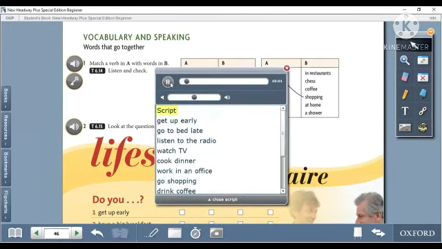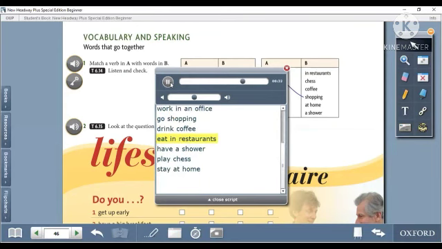Tape script 6.14. Words that go together. Get up early. Go to bed late. Listen to the radio. Watch TV. Cook dinner. Work in an office. Go shopping. Drink coffee. Eat in restaurants. Have a shower. Play chess. Stay at home.